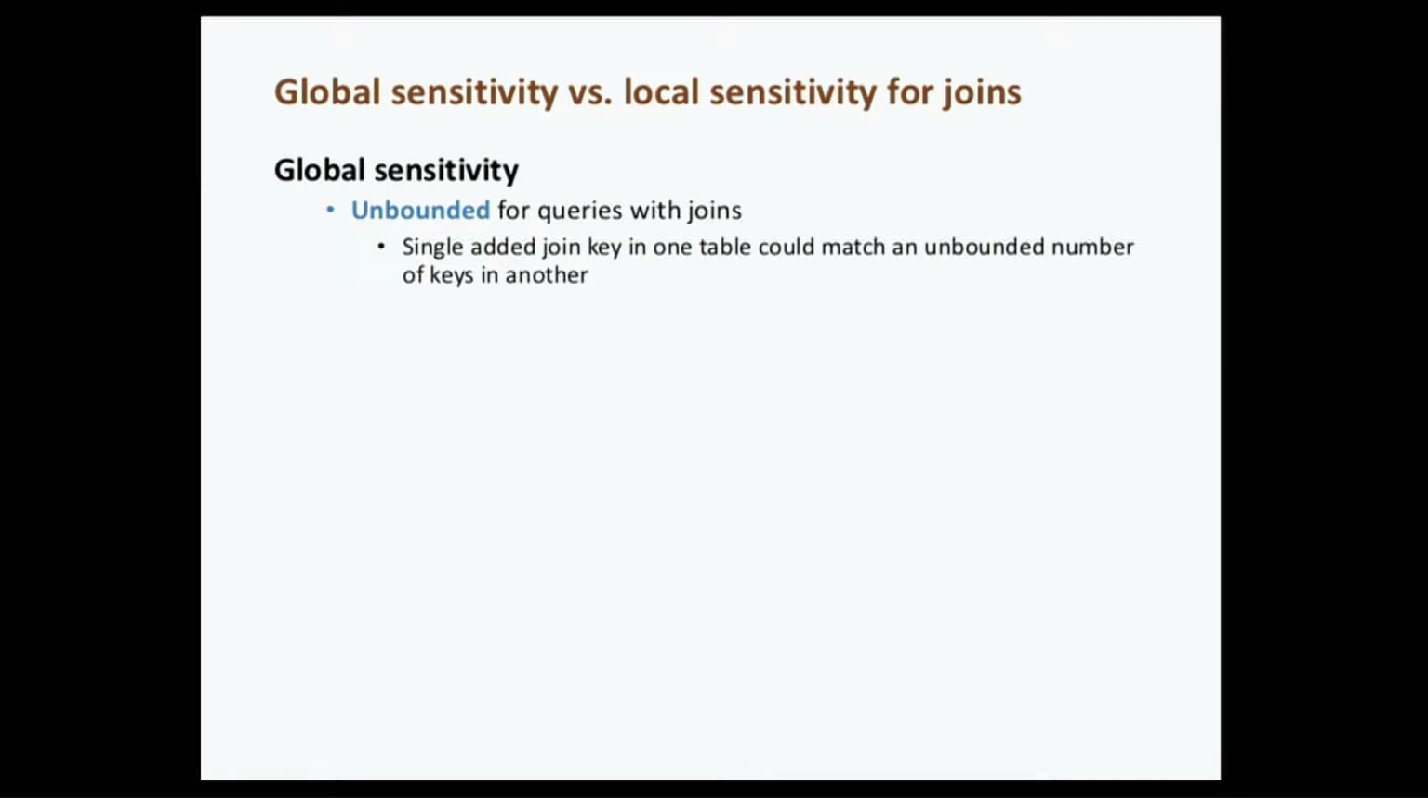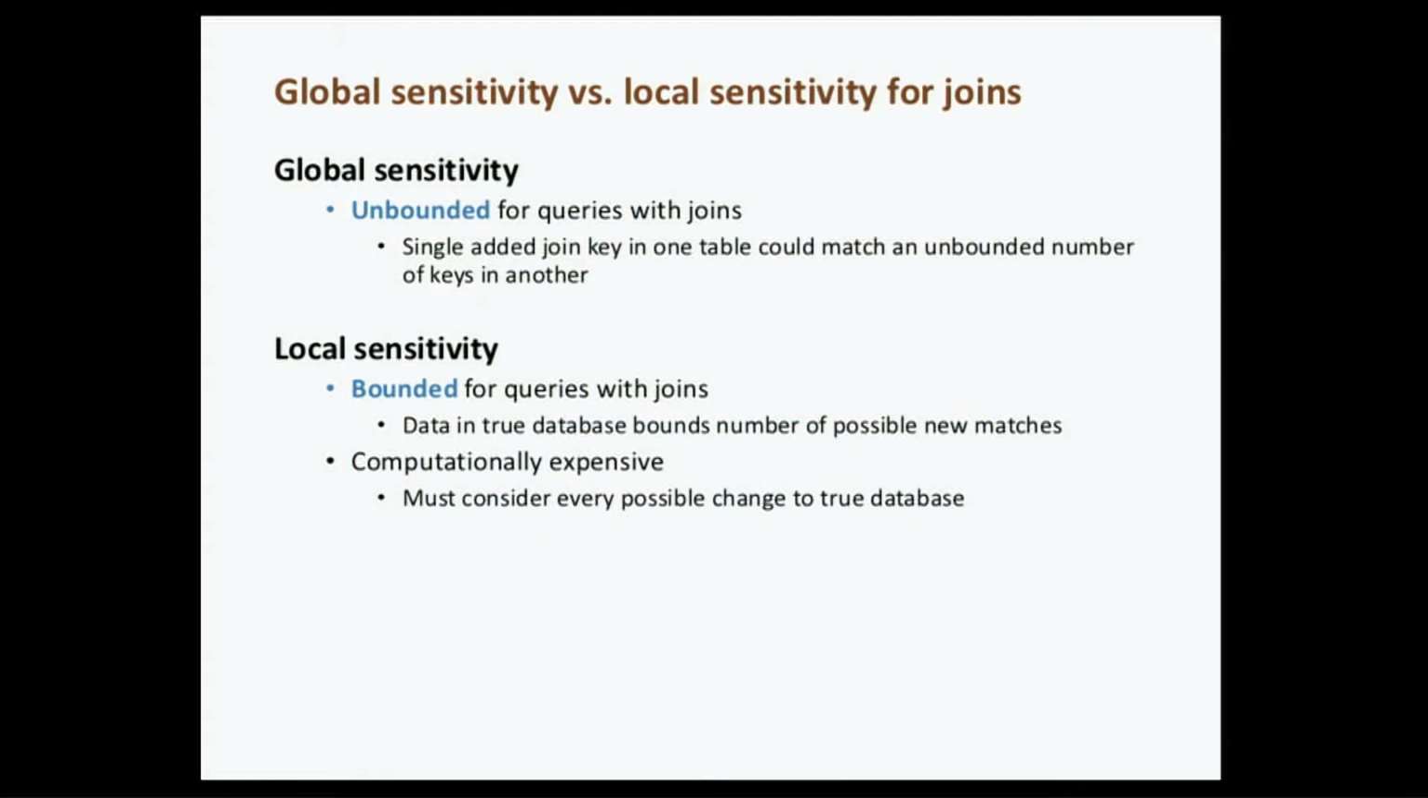But in general, with global sensitivity, you are looking at the sensitivity given any two neighboring databases. Because you can't say anything about what the data is in those two databases, you can't bound the sensitivity of a query with joins in it. In local sensitivity, you actually get to fix one of those two databases to be your true database, the one you actually have. So with local sensitivity, you can use properties of the data in your actual database to put a bound on the sensitivity of a query with join.